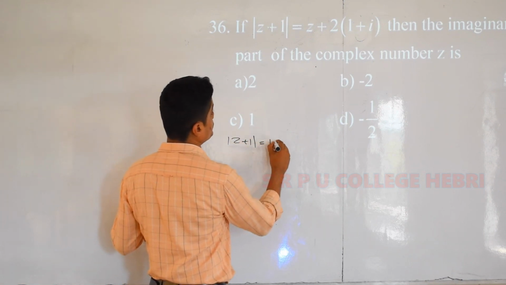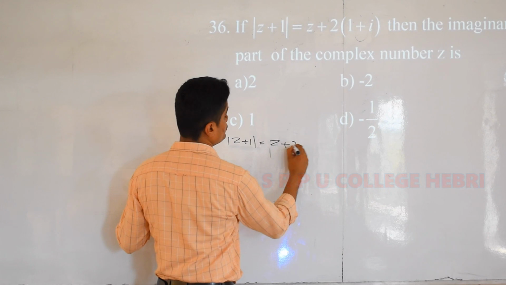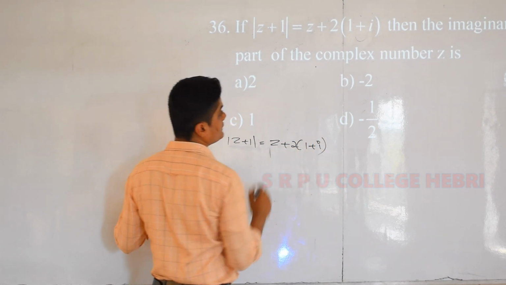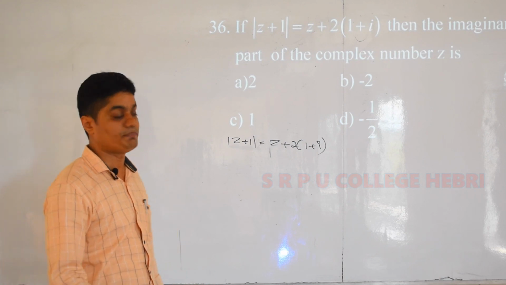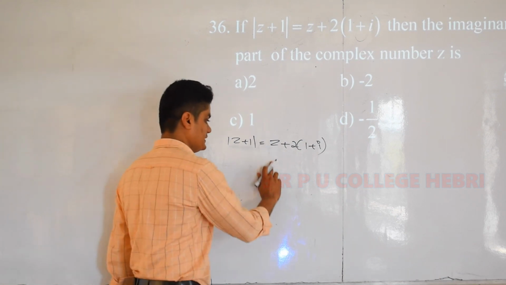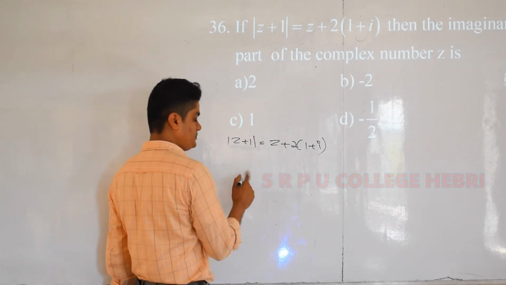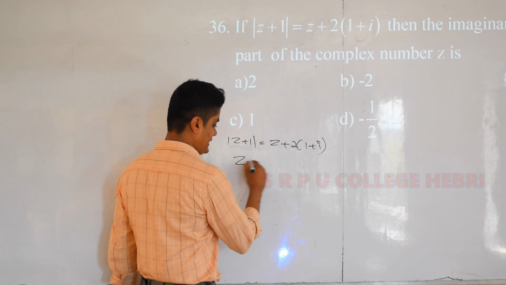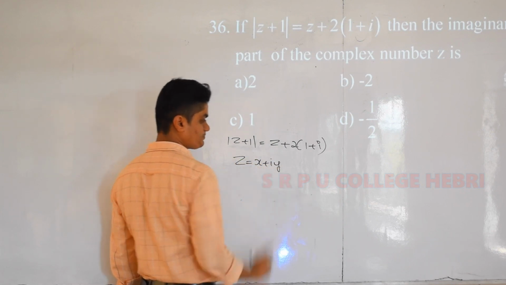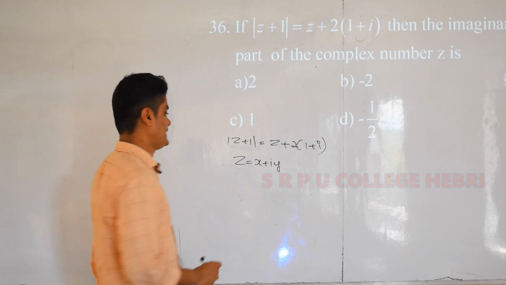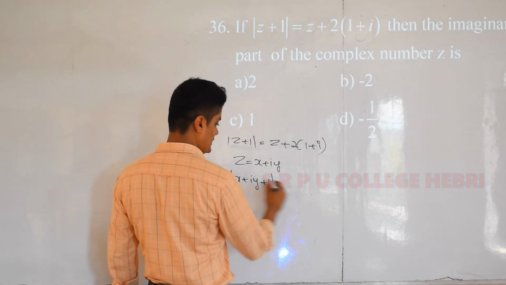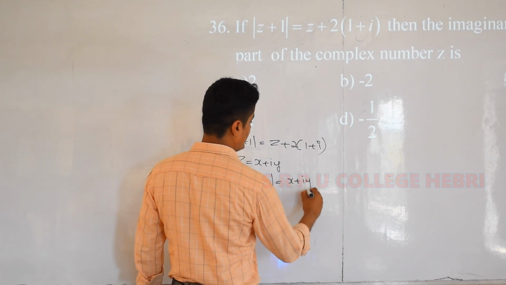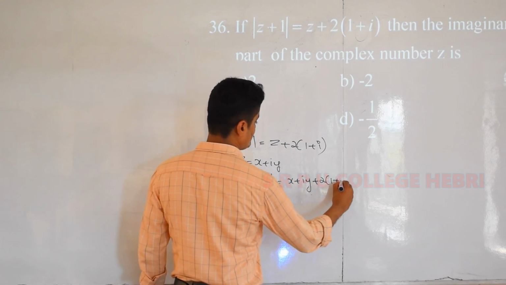If mod of z plus 1 is equal to z plus 2 times 1 plus i, then the imaginary part of the complex number z. Okay, to solve this particular expression you have to take z is equal to x plus iy. Take z is equal to x plus iy. So modulus of x plus iy plus 1 equals x plus iy plus 2 into 1 plus i.